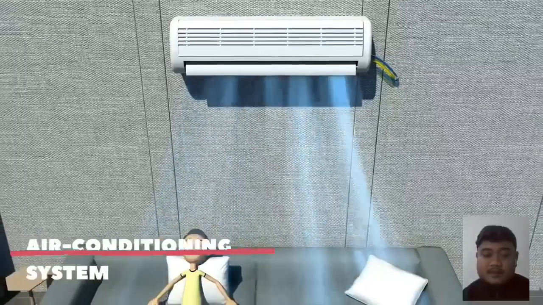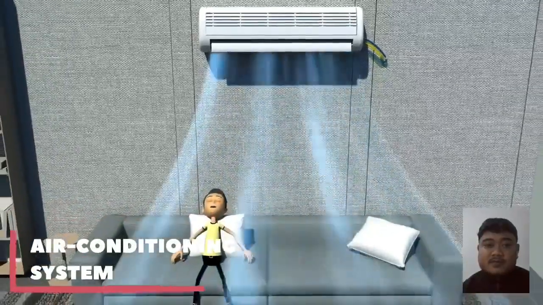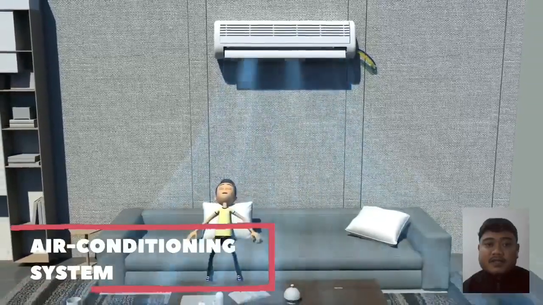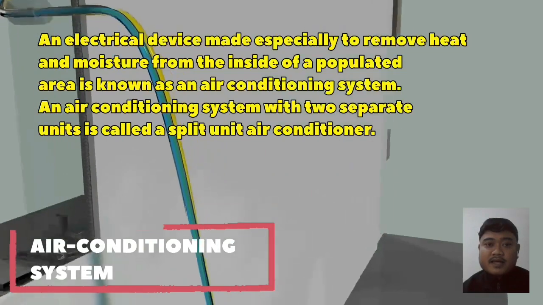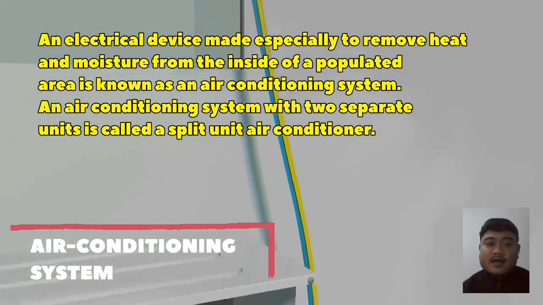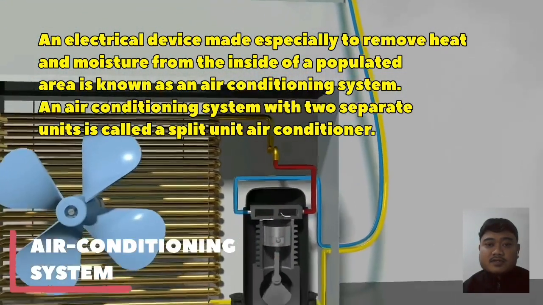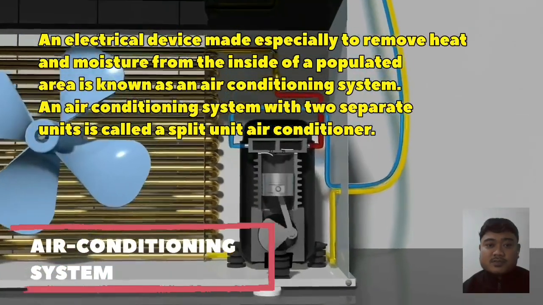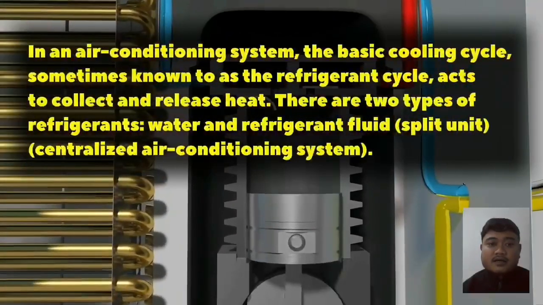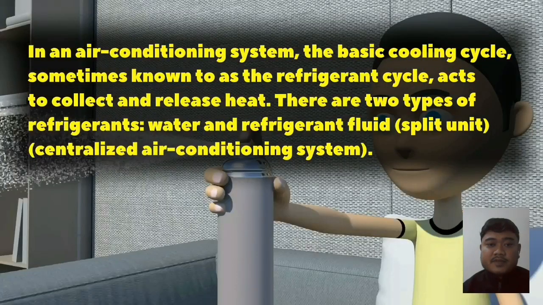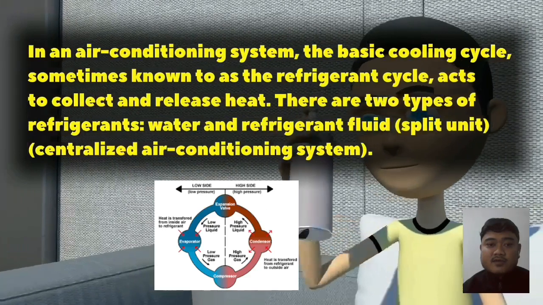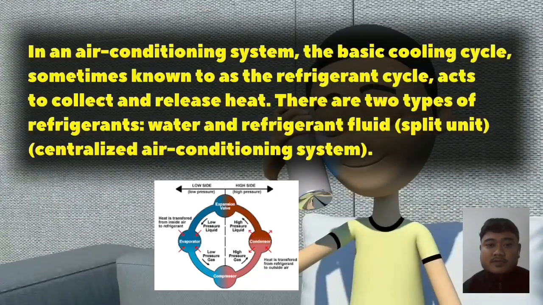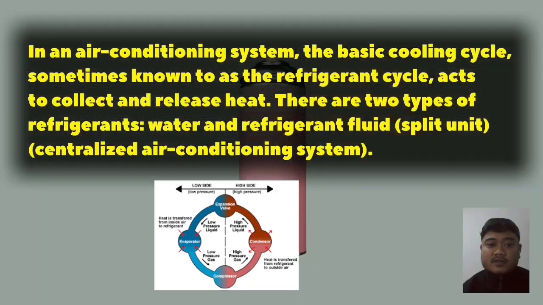So I will present about the air conditioning system. An electrical device made especially to remove heat and moisture from the inside of a populated area is known as an air conditioning system. An air conditioning system with two separate units is called a split unit air conditioner. In an air conditioning system, the basic cooling cycle, sometimes referred to as the refrigerant cycle, acts to collect and release heat. There are two types of refrigerant, which are water and refrigerant fluid. This is a picture of the basic refrigerant cycle.